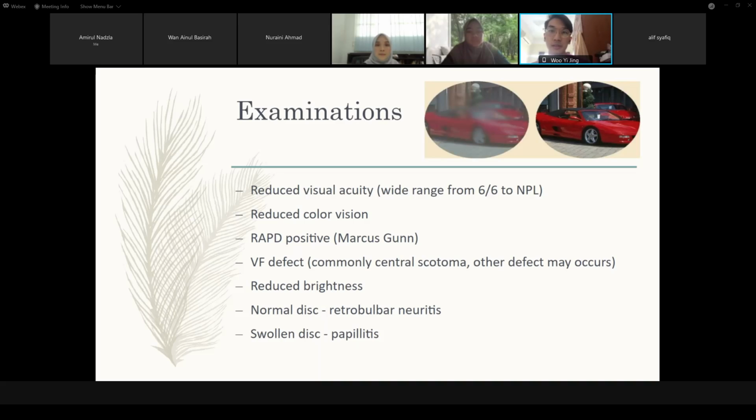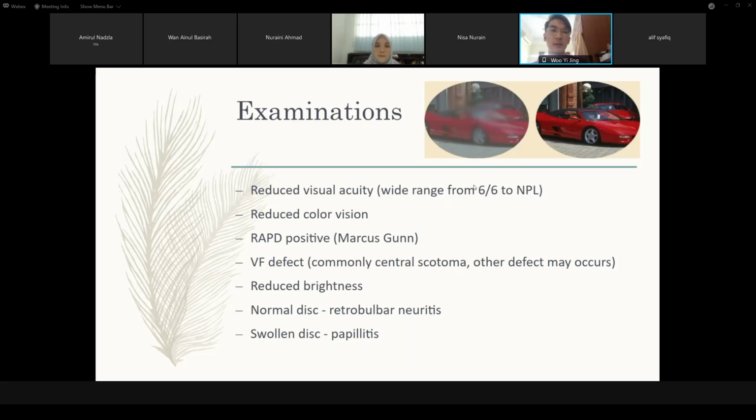As for examinations, we can test the visual acuity of a patient. Normally, there will be reduced visual acuity, or there will be no light perception at all. There will be reduced color vision, and there will also be a relative afferent pupillary defect, which is known as a Marcus Gunn pupil in the affected eye. And there will be visual field defect, most commonly central scotoma or paracentral scotoma, and also reduced brightness.